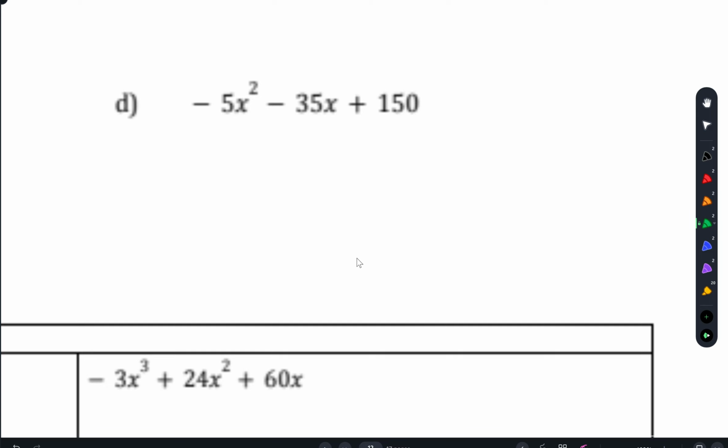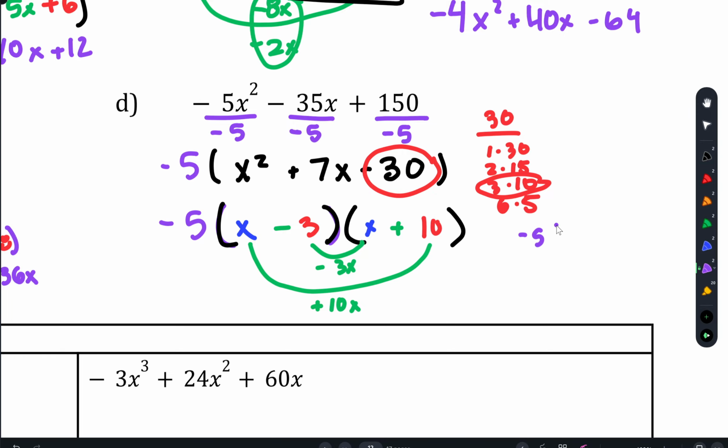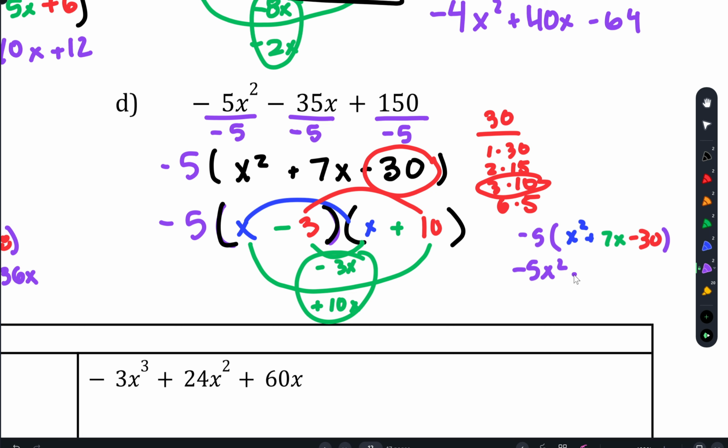Okay, let's check, and then we're done. Put that GCF out in the front. Negative 3x and 10x make 7x. X and x make x squared. Negative 3 and positive 10 make negative 30. Distribute negative 5x squared minus 35x plus 150. All my numbers, all my exponents, all my signs look the same, so I'm done.